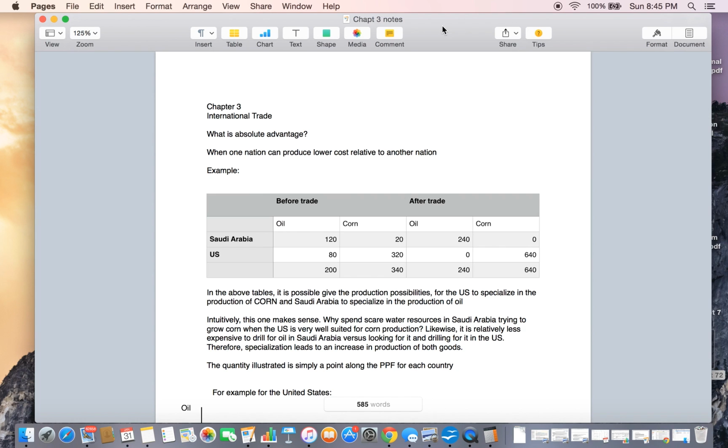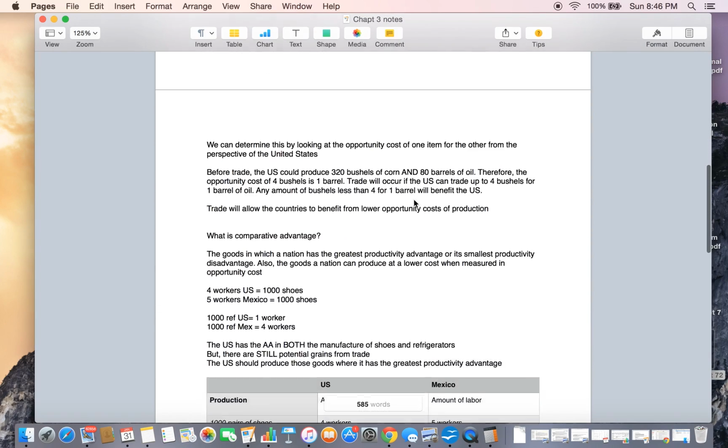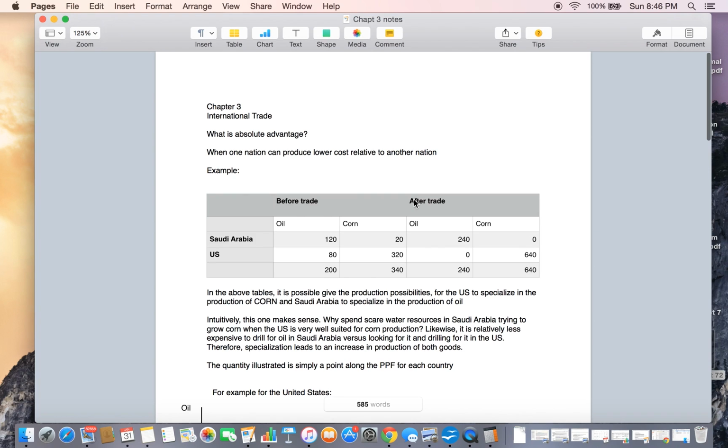So in the international trade chapter, you probably found some of this material to be quite challenging. So I wanted to walk through a couple of the examples in the text and just talk a little bit about absolute and comparative advantage. So absolute advantage is going to be when one nation can produce at a cost that's lower relative to another nation. So what does that mean?